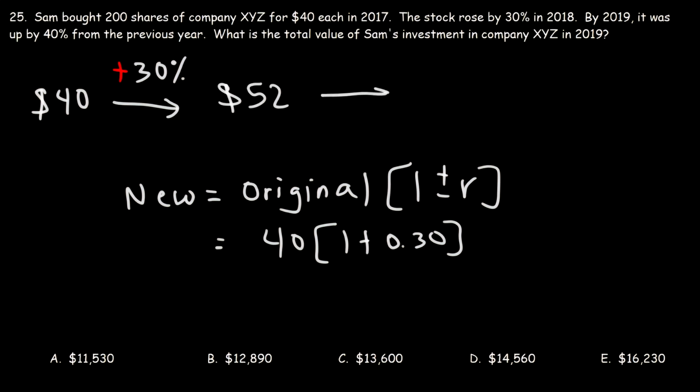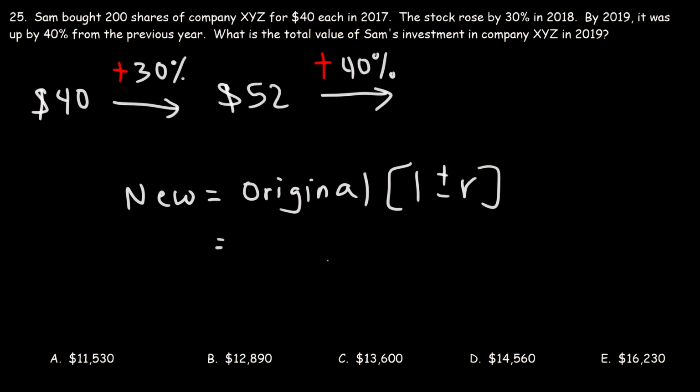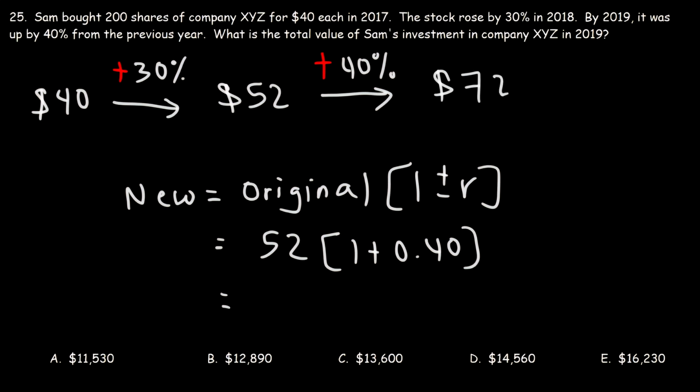Now, 1 year later, in 2019, the stock goes up by 40%. So if we increase 52 by 40%, what will we get? So the original value is now 52, and r is going to be 0.40. So multiplying 52 by 1.4 will give us the current stock price of $72.80.